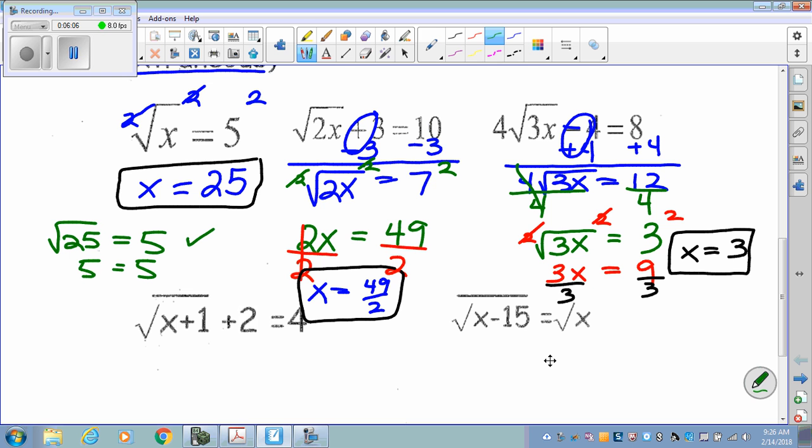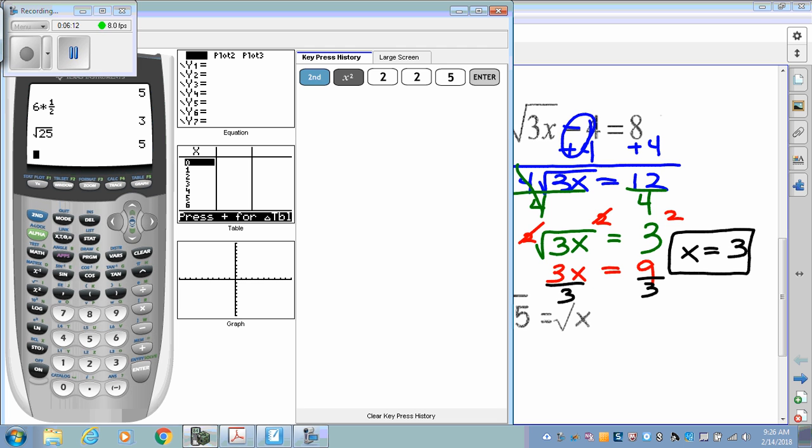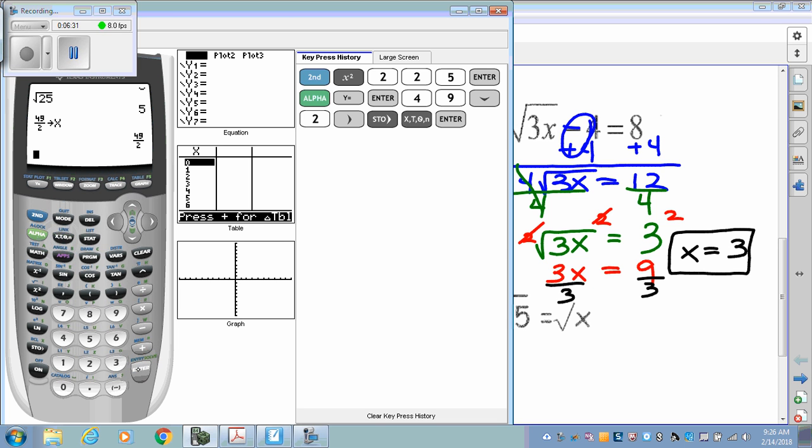So that is not an extraneous solution. And now I'll go to the next one, 49 halves. I'm going to use my store function. I want a fraction, so I'm going to do alpha y equals, enter, and I'll do 49 divided by 2. That was my solution, and then I'm going to store that into x and hit enter. So my calculator knows that value of x.